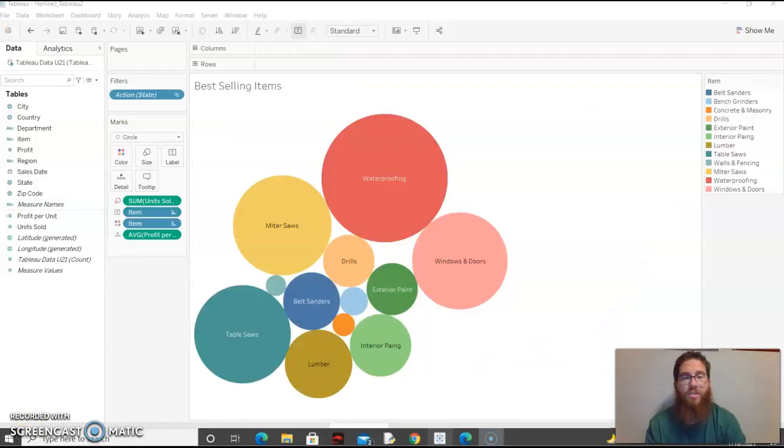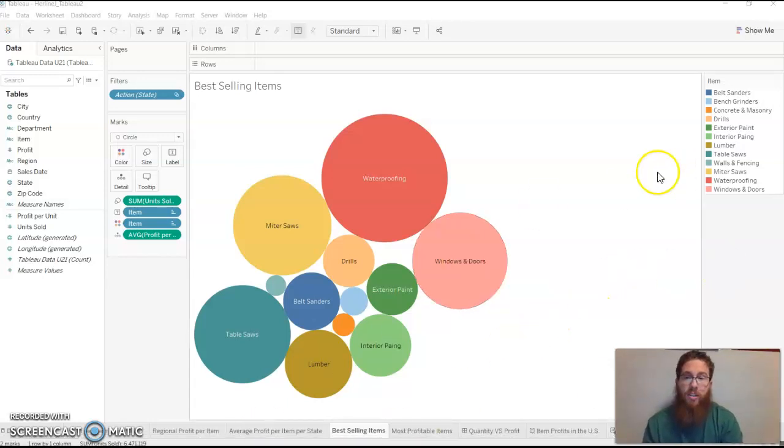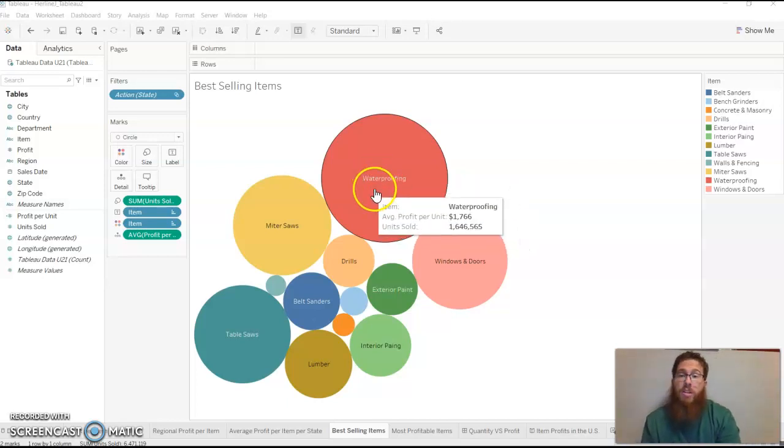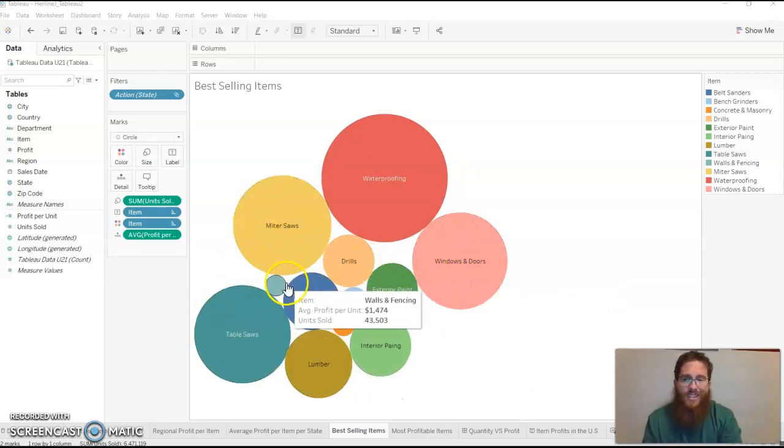On this worksheet, I used a packed bubble to display the differences in quantities of our best-selling items. If you look, the circles give you a pretty good representation of the relationship between items sold. Looking at this, nationwide, our best-selling item is waterproofing. Saws, miter, table saws are right behind that, and you also have windows and doors. Our least-selling items are walls and fencing.